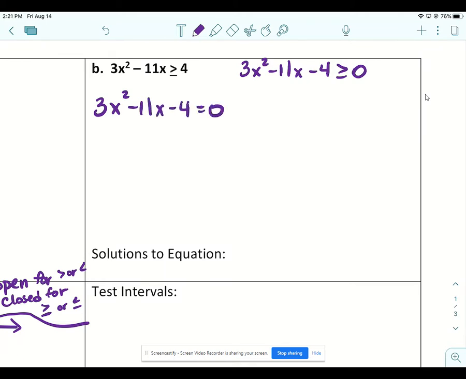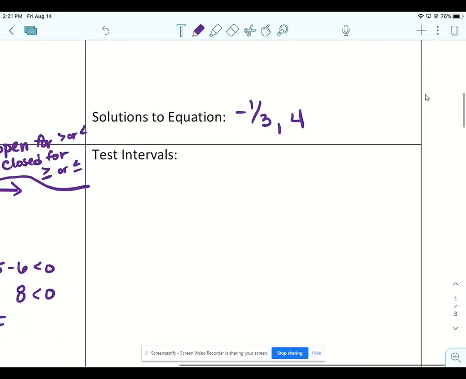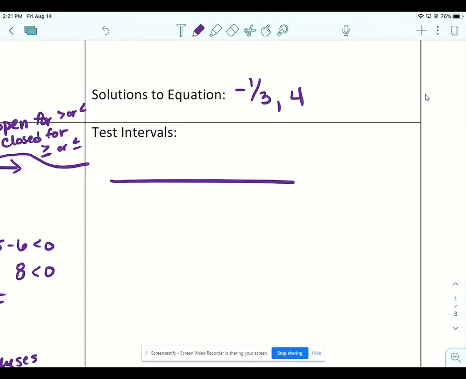All right, so we're going to solve the corresponding equation by factoring. This is the way it factors, so we would get -12 plus 1 gives you your -11. So your solutions are going to be -1/3 and 4. So those two are what we're going to label on our number line. On the left, we'll put our -1/3. On the right, we'll put our 4.